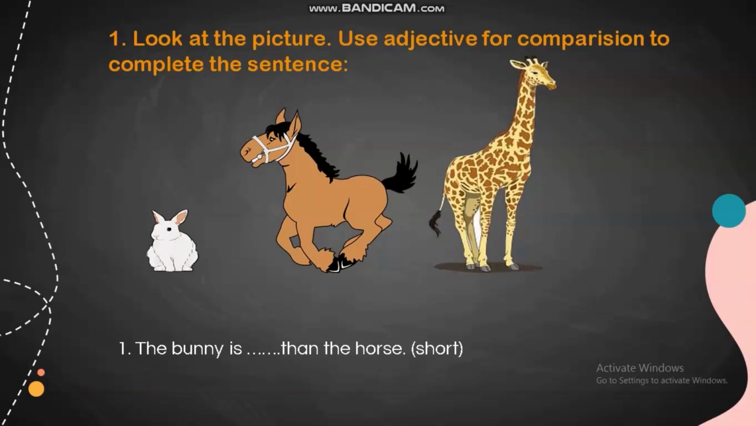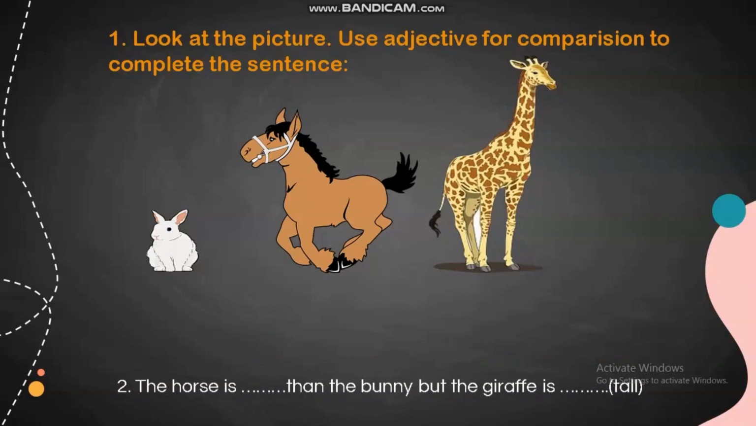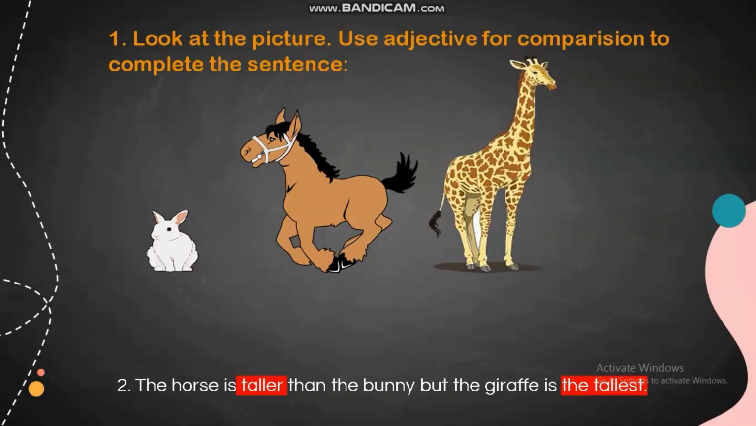The answer is the bunny is shorter than the horse. Now it's your turn. The answer is the horse is taller than the bunny, but the giraffe is the tallest.